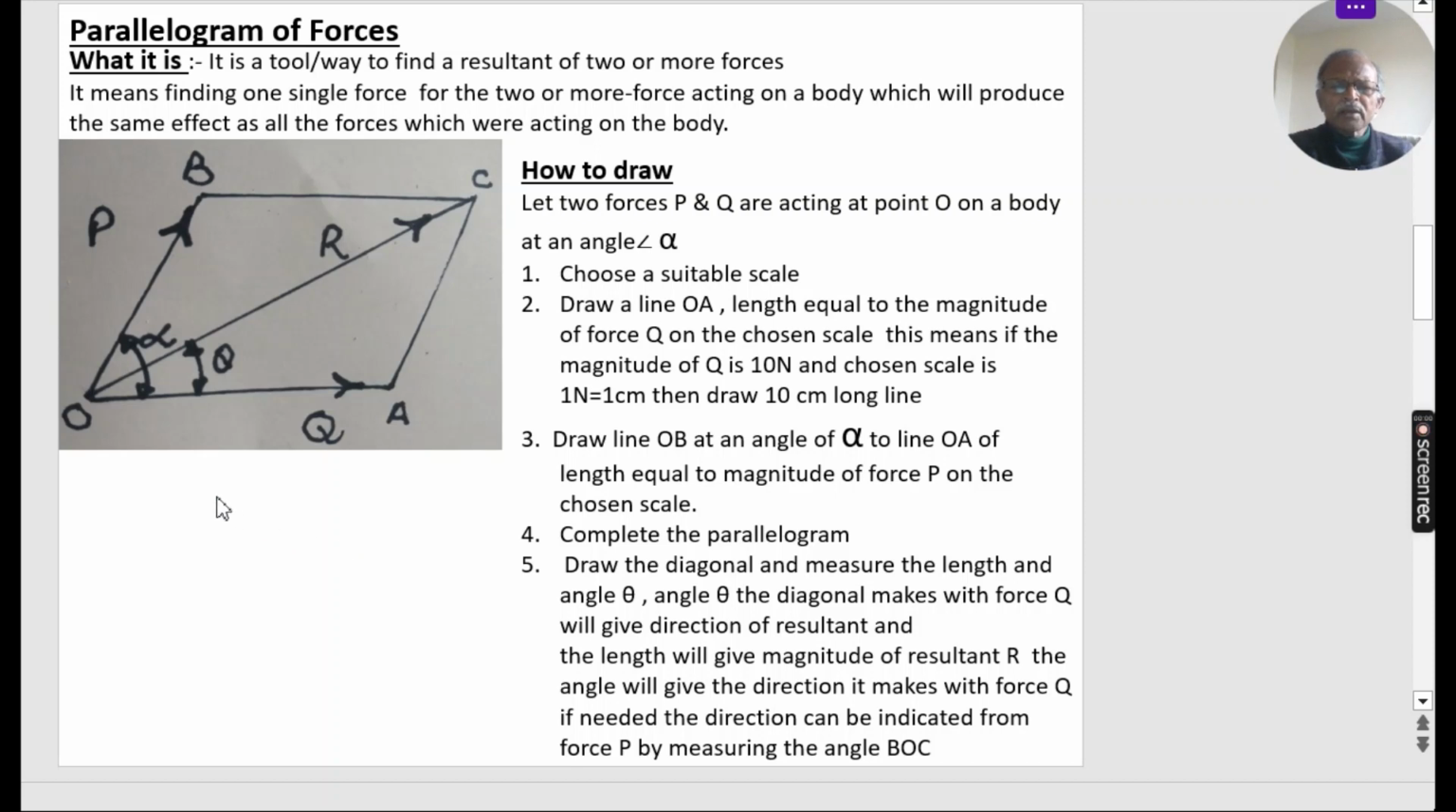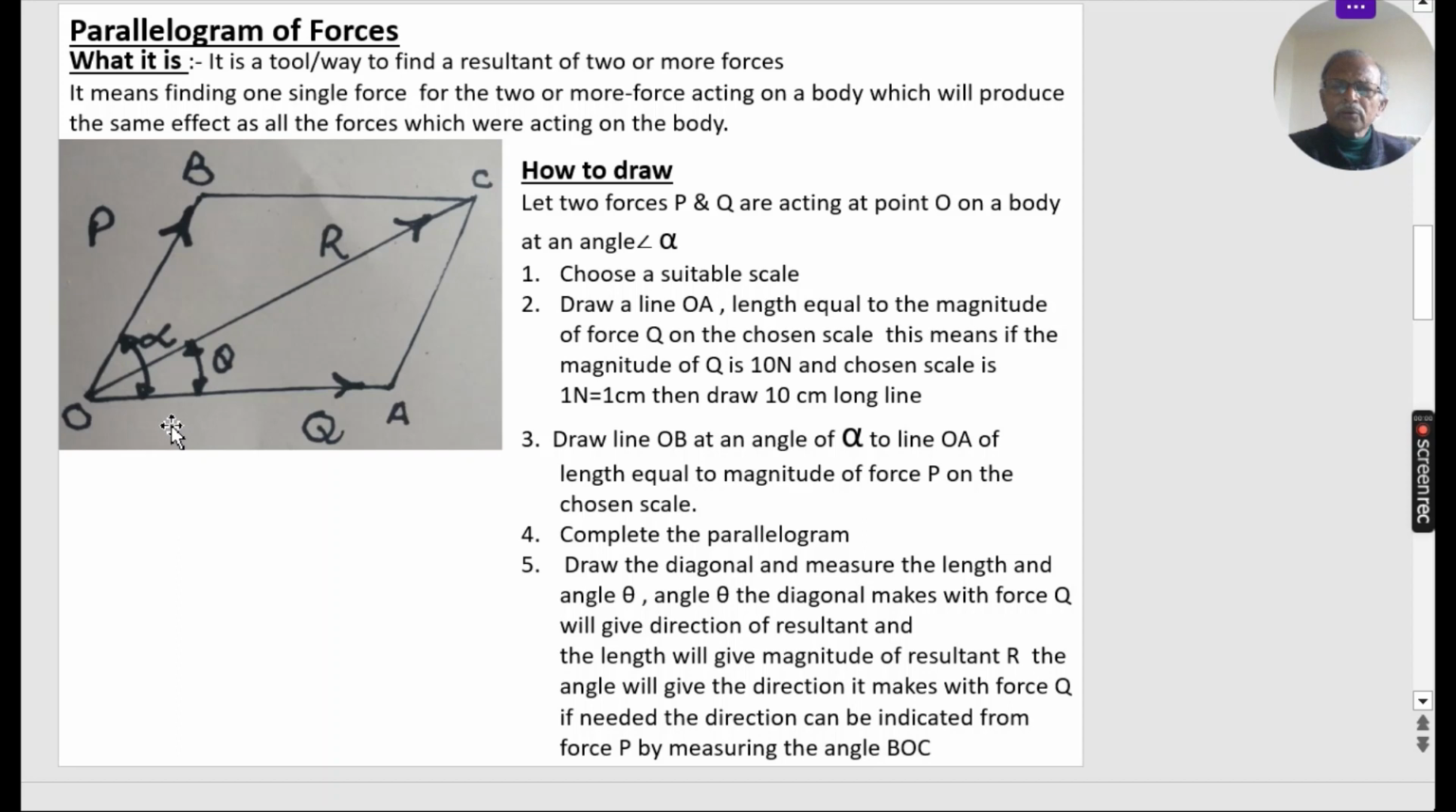So first, let us draw a line OA. We draw a line OA. The length will be equal to the magnitude of the force. Say, along the line OA, force Q is acting. Okay. So, OA will represent my Q in magnitude. Okay. Similarly, P is acting at an angle of alpha. So we draw another line OB, making an angle of alpha with OA.